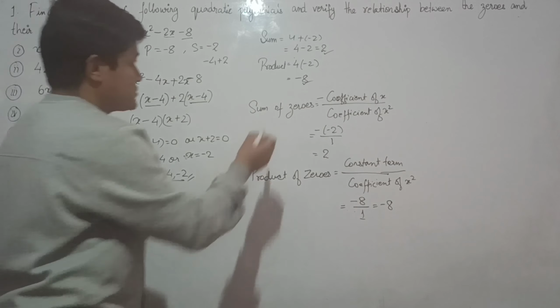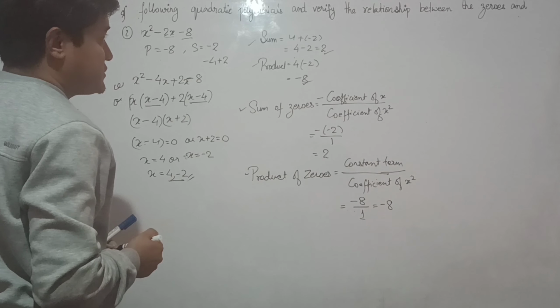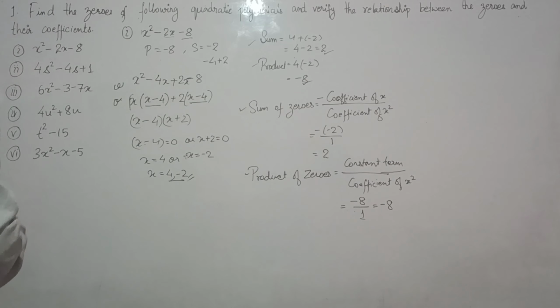It is correct. So product of zeros also, we found the zeros by multiplying, and adding the zeros, minus 2 plus 4 gives 2, and the product comes like this. Then by formula, sum of zeros is minus coefficient of x by coefficient of x square; putting the values, 2 came. It is coming correct, sum is right. And for the product, constant term by coefficient of x square, that is also coming correct. So this is how you verify the relation between the zeros and their coefficient.